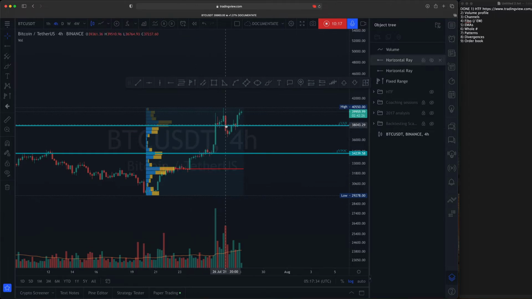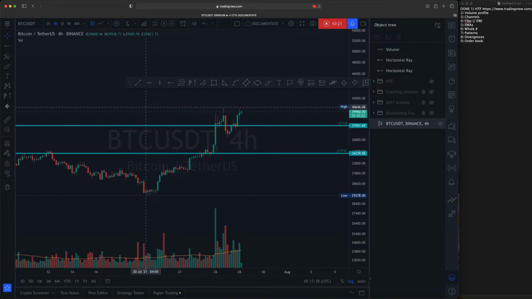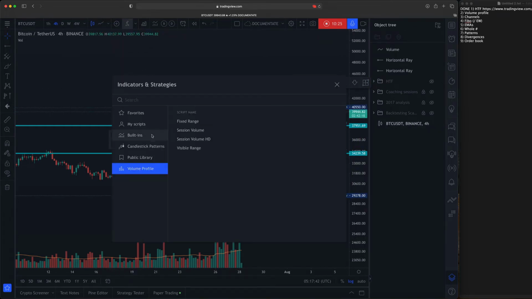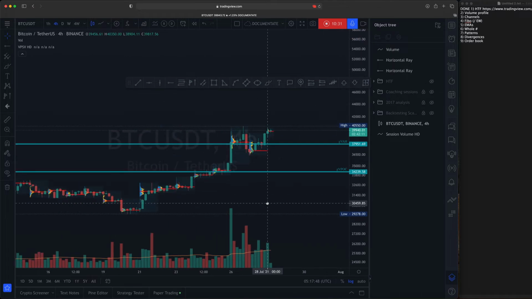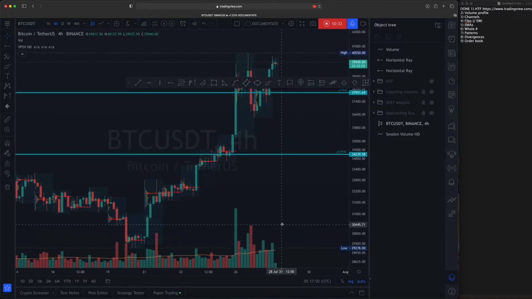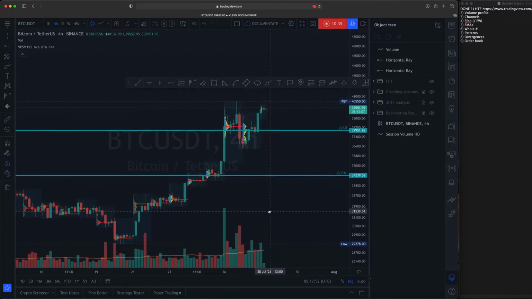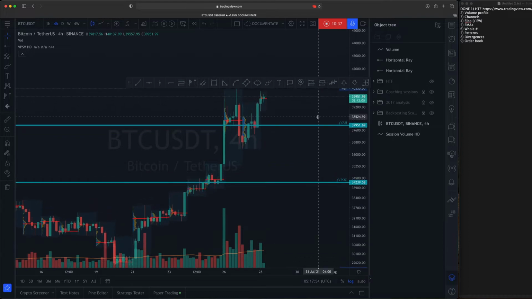Most trades are happening here and here, which is normal. I am not counting that. Let's see the session volume. Session volume is a bit on a lower time frame, but I'm checking for naked points of control.